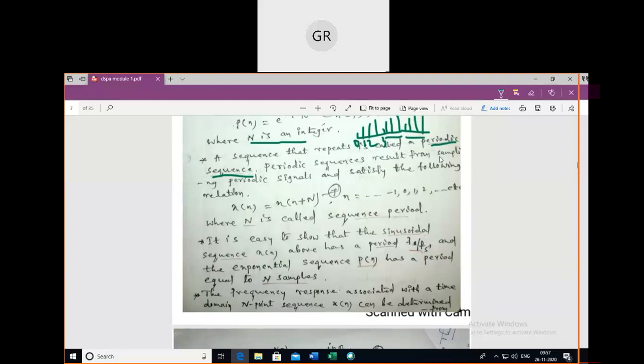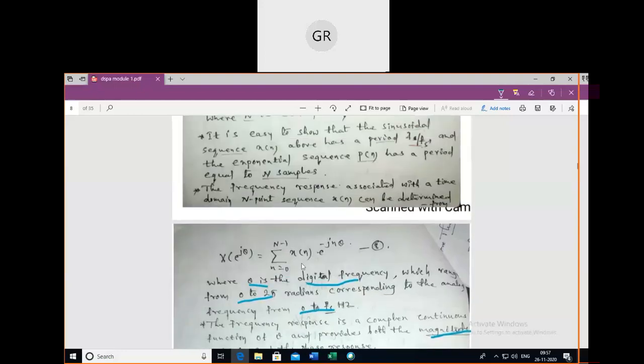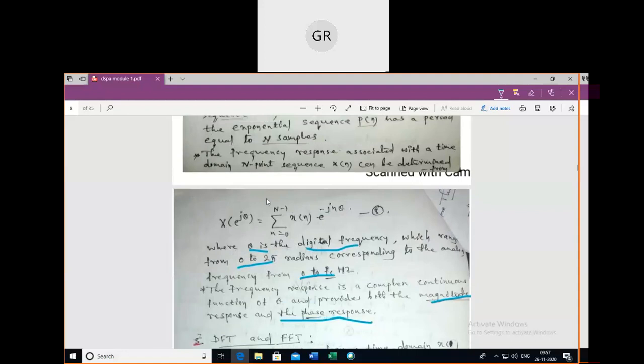Periodic sequences result from sampling periodic signals and satisfy the following relation: x of n is equal to x of n plus N. Just remember this. Then the frequency response. The frequency response associated with a time domain N point sequence x of n can be determined by X of e raised to j theta equal to the summation of n equal to 0 to N minus 1 of x of n e raised to minus j n theta. Just remember the frequency response of x of n for an N point sequence.